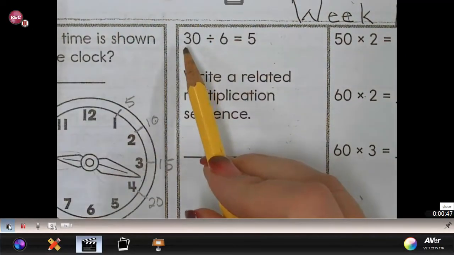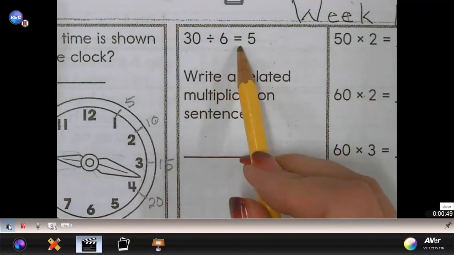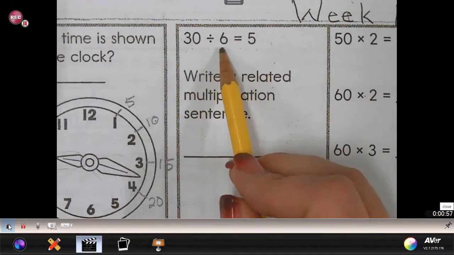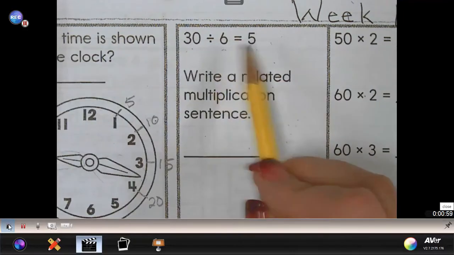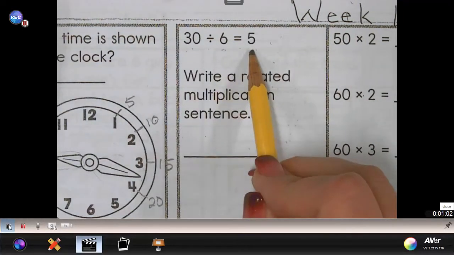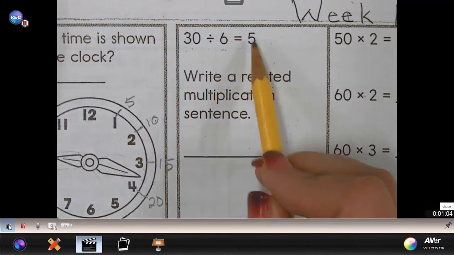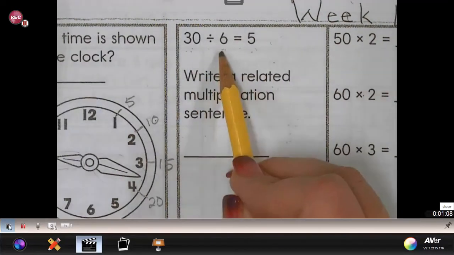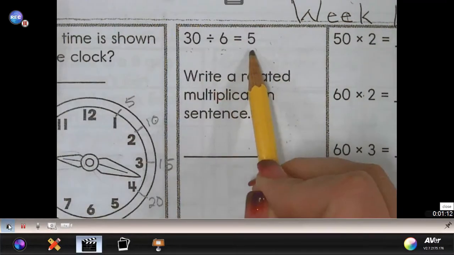It says 30 divided by 6 equals 5. So remember, your 30 is the total amount, or the large amount, and you want to break it up into smaller groups, and you want to know how many are going to be in the group. Or maybe you know how many you have, maybe you're going to put them into that number of groups, and this will tell you how many groups you have.